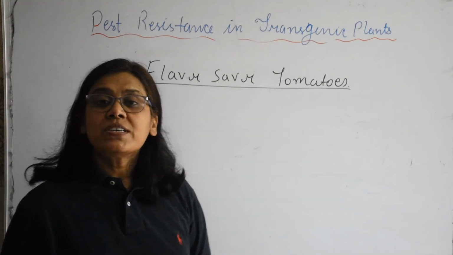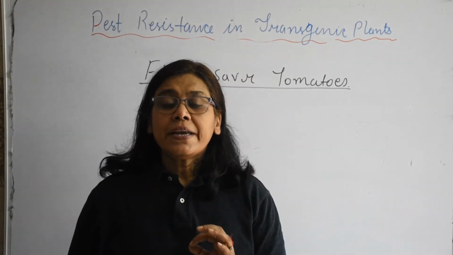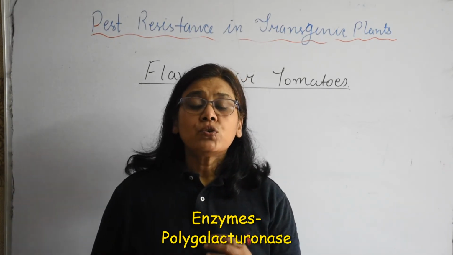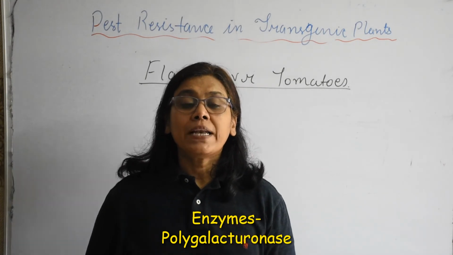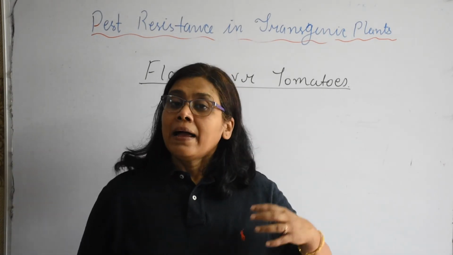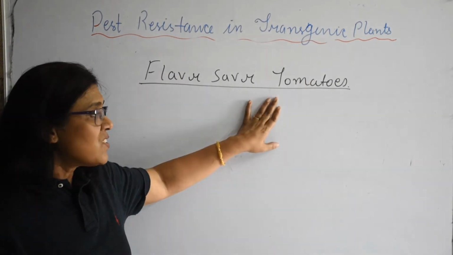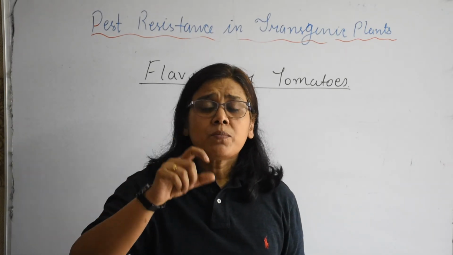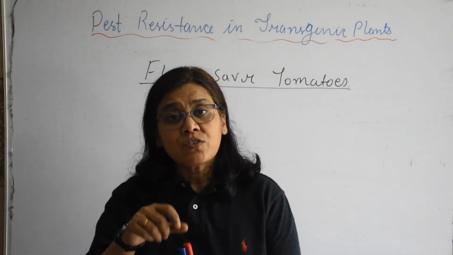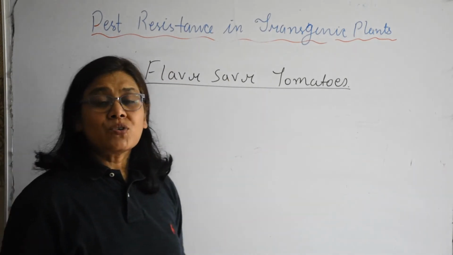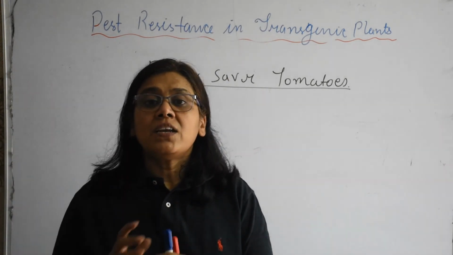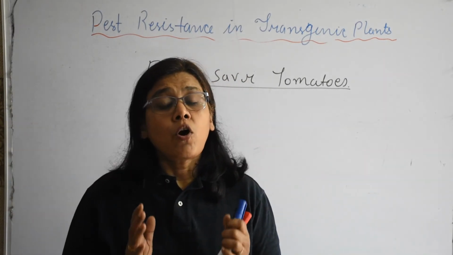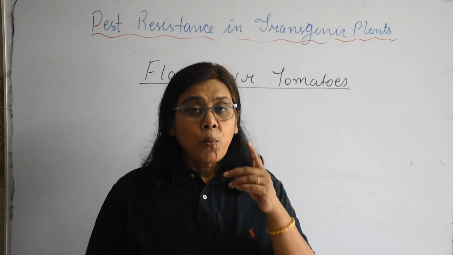Flavr Savr tomato is a transgenic tomato. Usually country tomatoes quickly get softened due to the presence of the enzyme polygalacturonase. In these transgenic tomato plants, the gene which is responsible for the synthesis of this enzyme has been removed. So these tomatoes can be preserved for a longer period of time, and their flavor and texture can remain intact for longer. So this was one example.